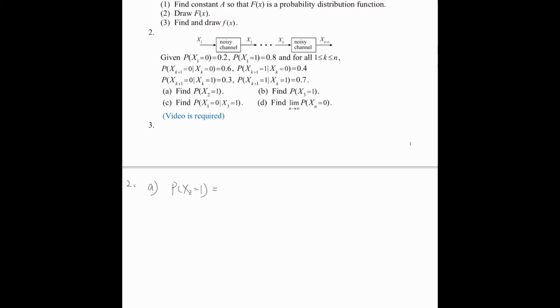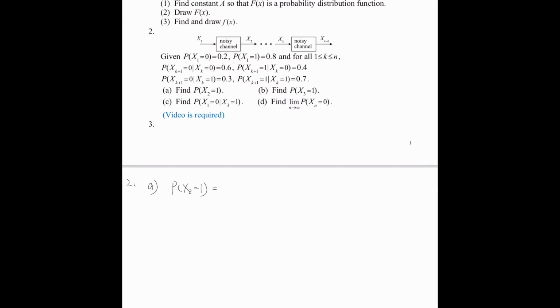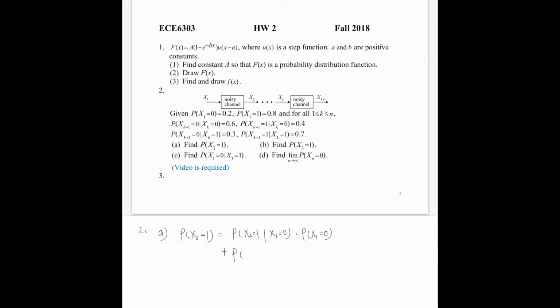There are two probabilities for x1 when x2 equals 1. X1 can equal 0 or 1. So there are two cases, x1 equals 0 and x2 equals 1, or x1 equals 1 and x2 equals 1. So we can write probability of x2 equals 1 given x1 equals 0 times probability of x1 equals 0, plus probability of x2 equals 1 given x1 equals 1 times probability of x1 equals 1.